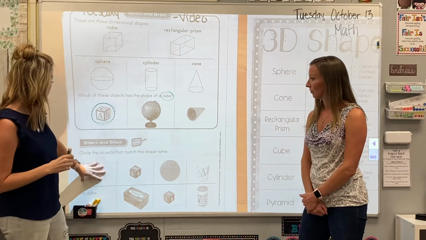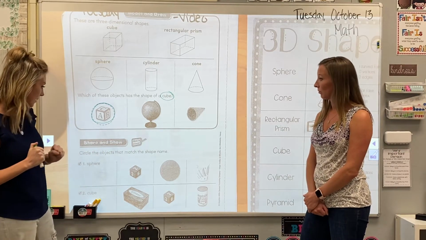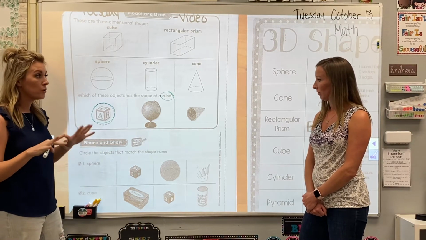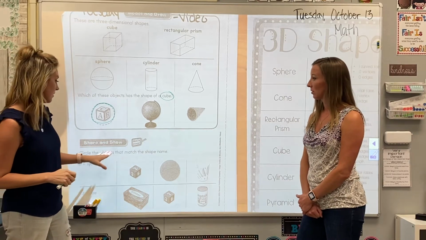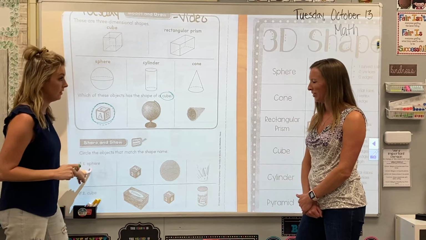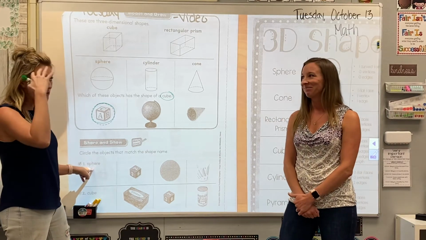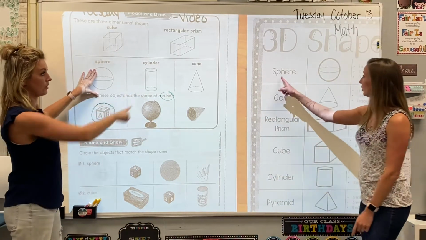Let's take a look at some of the ones you need to do on your own that are not already circled for you. I'm not going to circle this, but we'll walk them through it. Circle the objects that match the shape name. Here, it says sphere. That's that tricky one. If you don't know from memory, you can always come back up here and look for the picture of a sphere or look on your reference sheet.